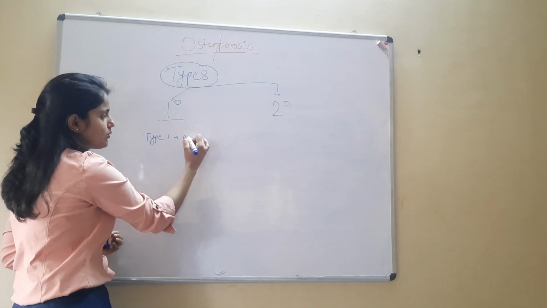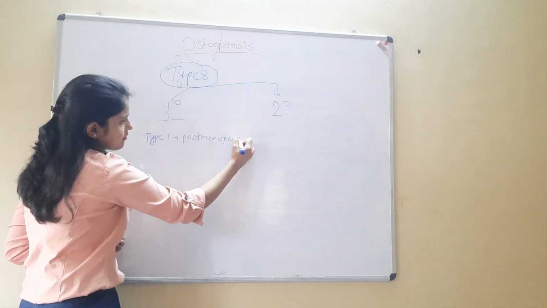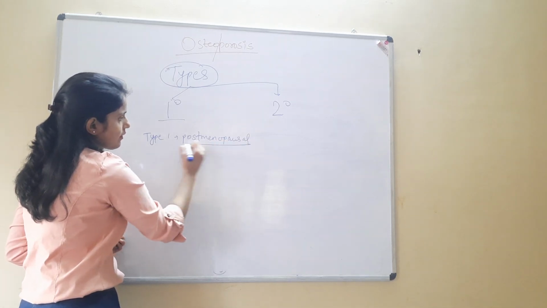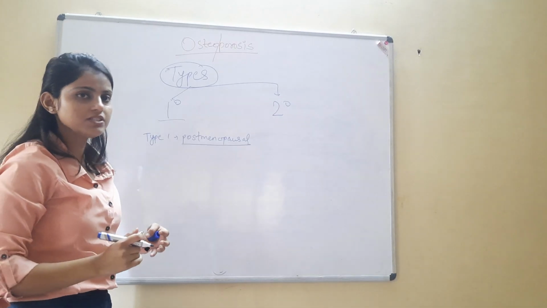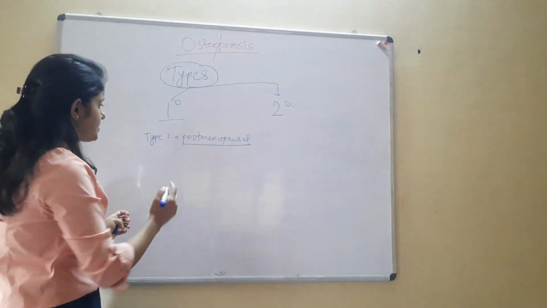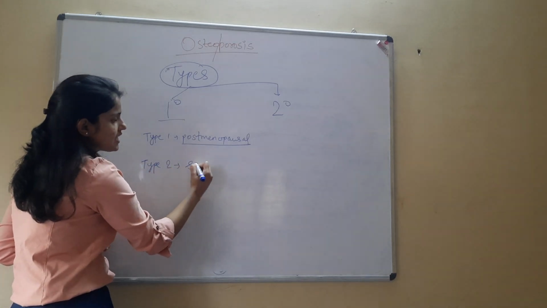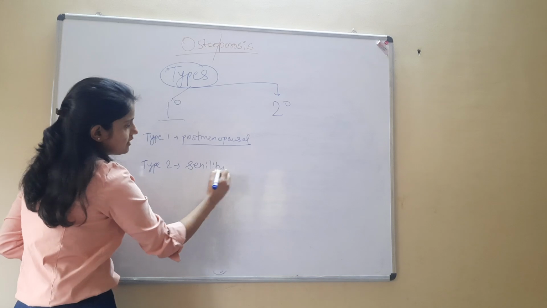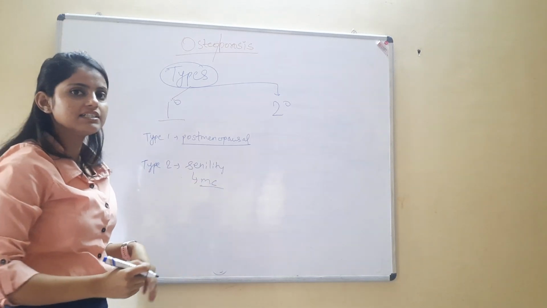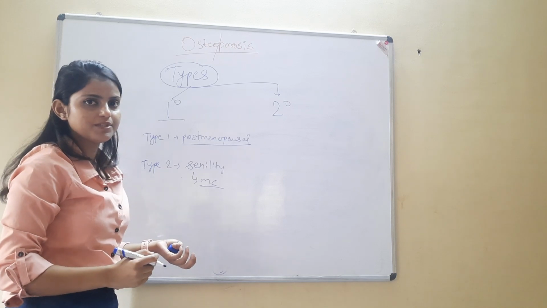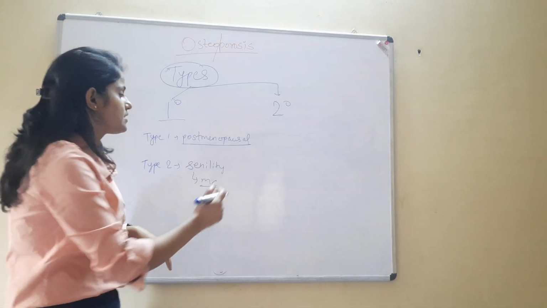Type 1, postmenopausal. When postmenopause starts, there is a decrease in the hormone estrogen, which causes osteoporosis. Type 2 is senility. This is the most common. As the person becomes old, there is a decrease in the absorption and intake of calcium and vitamin D, so it causes osteoporosis.